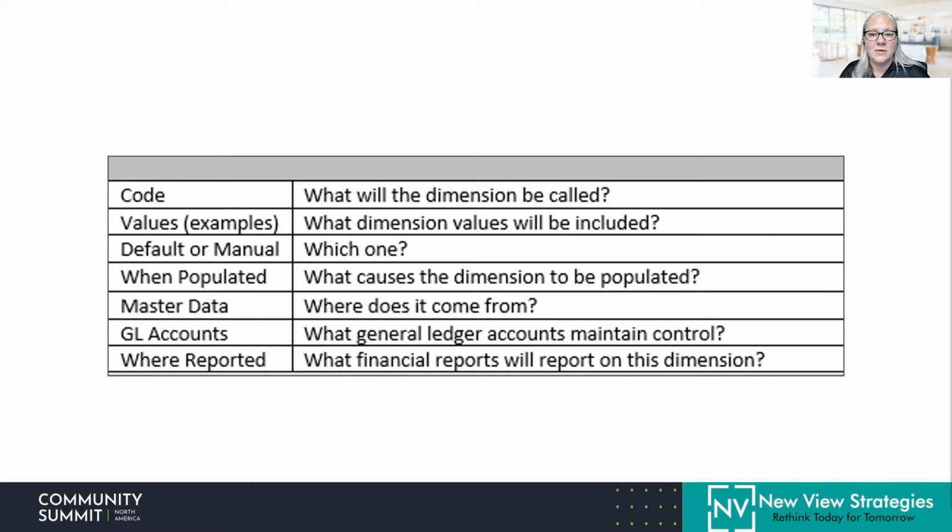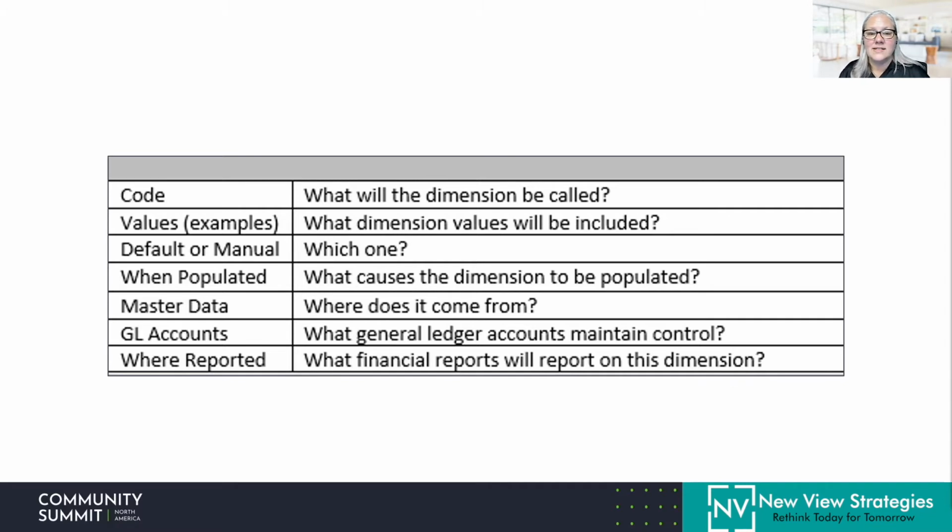So briefly, what's on this worksheet? The first 2 things are just definitions. What is the dimension going to be called, and what are the values included there? As an example, if I have a dimension for region, my values might be north, south, east, and west. I always want to define whether that dimension is going to be populated by default, which I hope it will be, or if it needs to be populated manually.